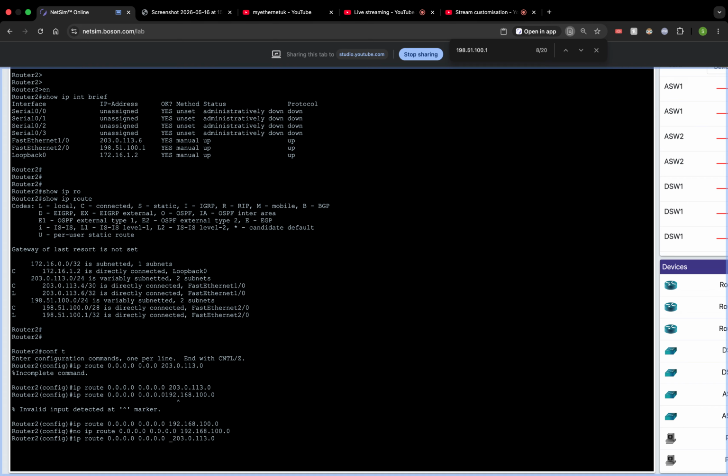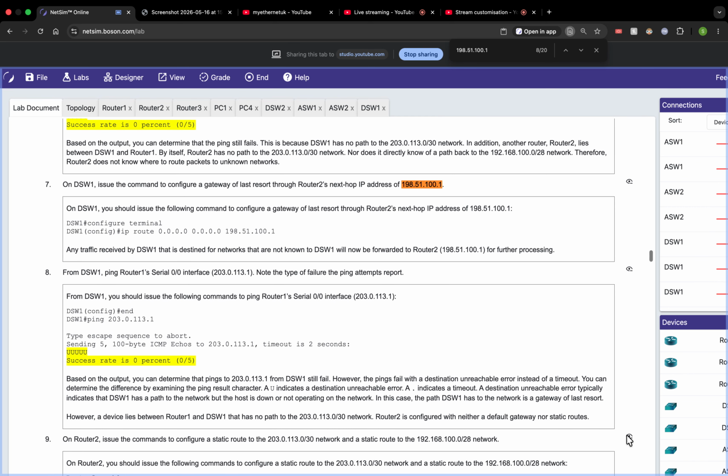Sorry, okay, I've done this wrong. These are static routes. We were supposed to do static routes, but I did a default route. So we'll take those routes out.